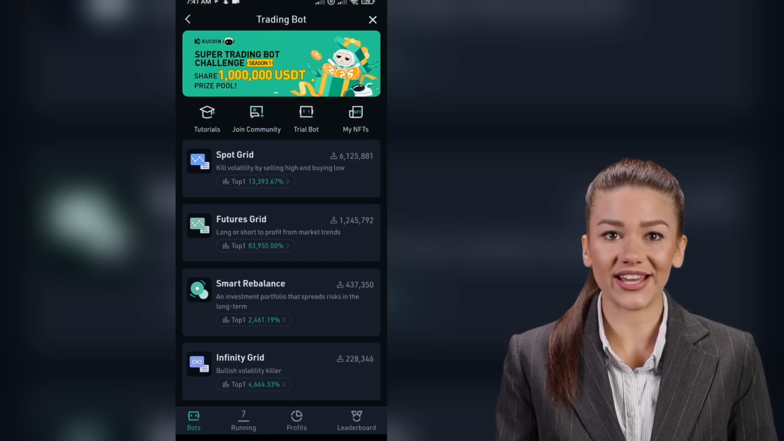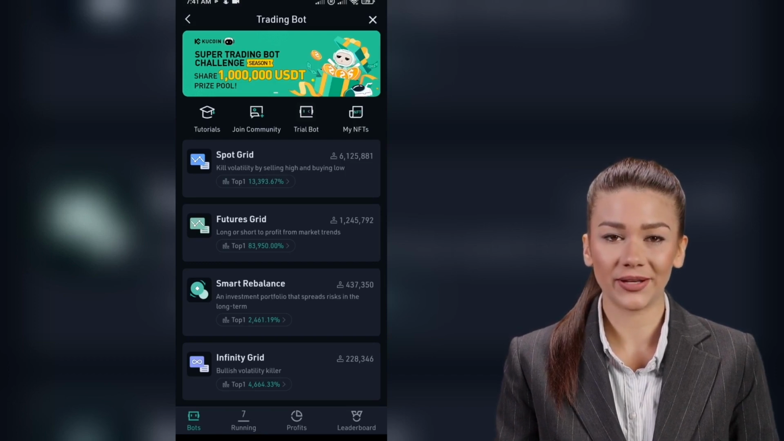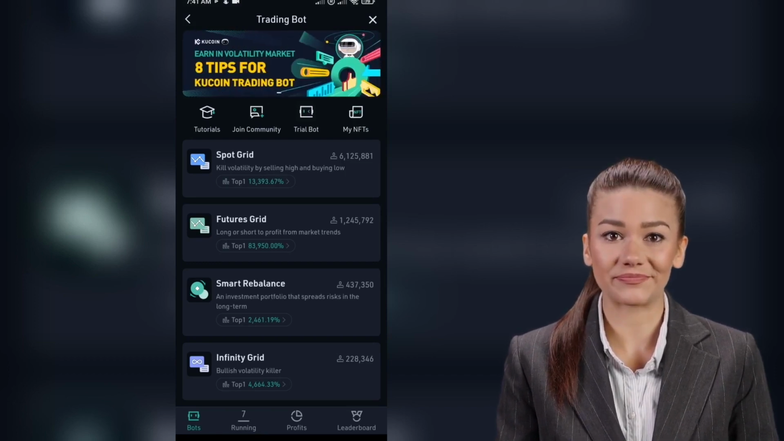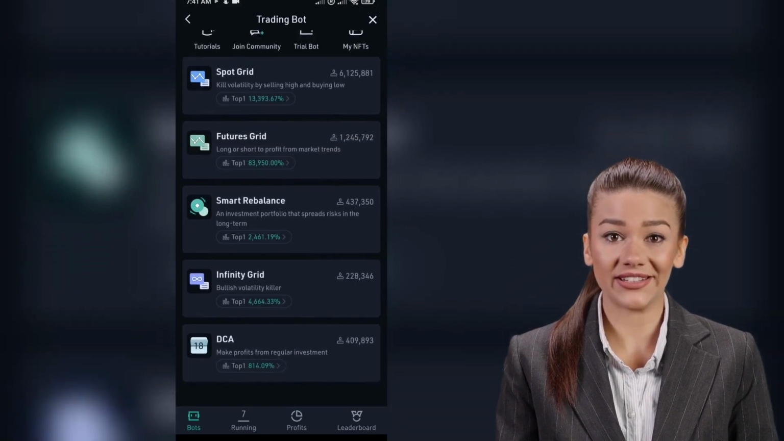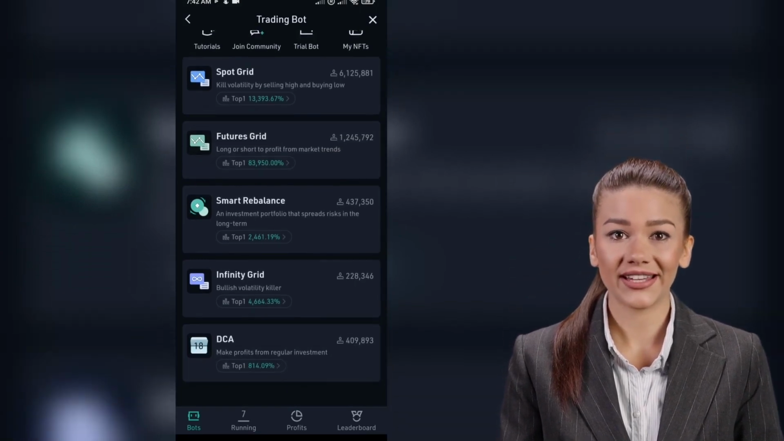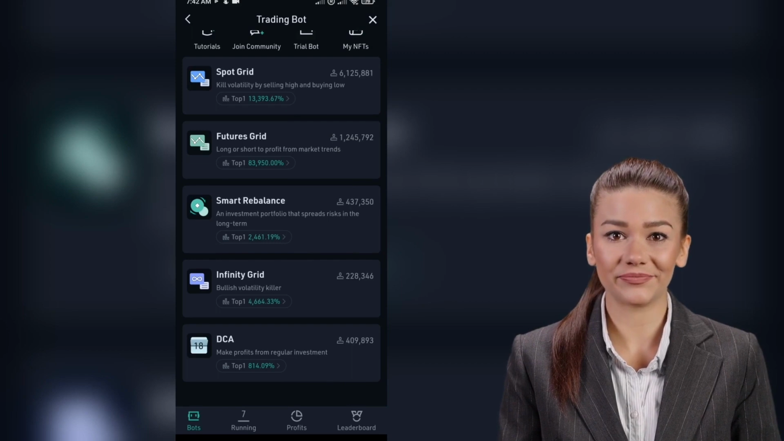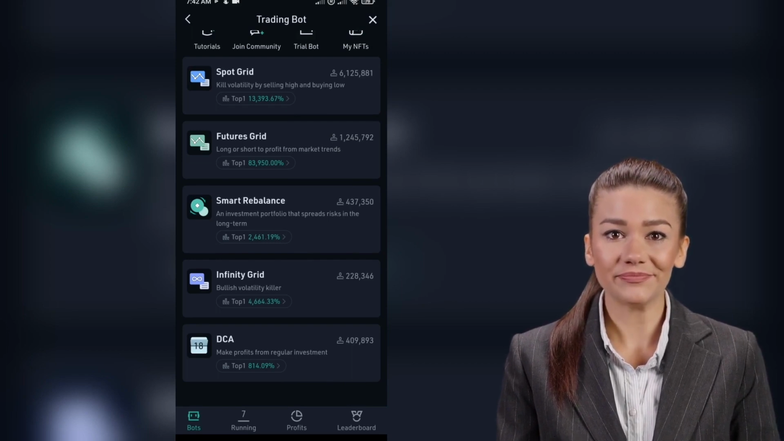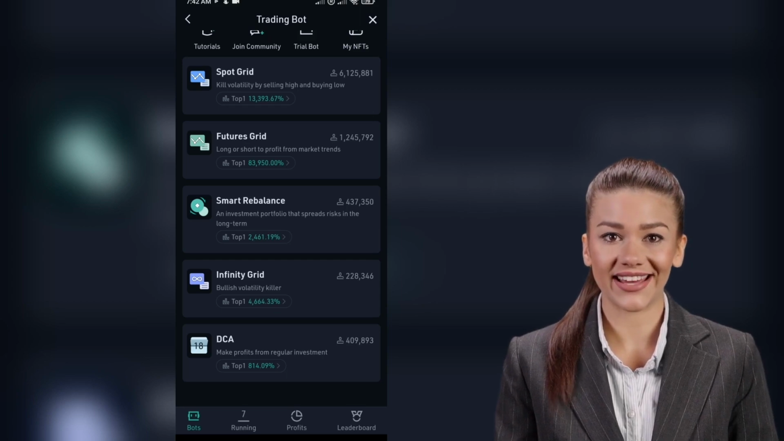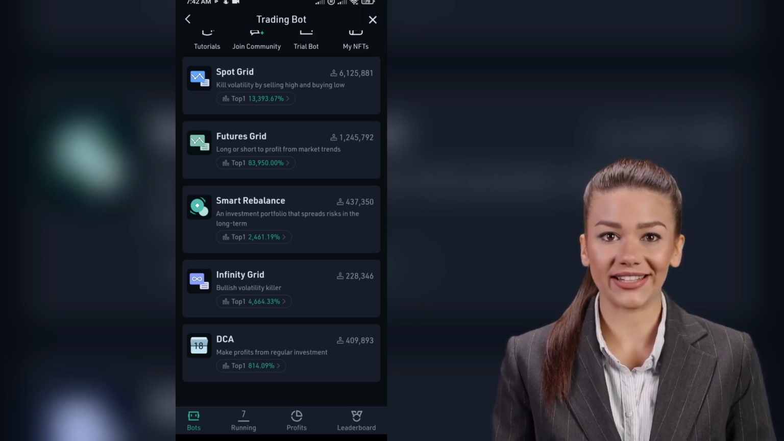Open the Trading Bots section, and you will see that you can choose from a list of 5 different bots: Spot Grid, Futures Grid, Smart Rebalance, Infinity Grid, and our friend, DCA. As I said, today we will talk about the DCA Trading Bot. Click on DCA Trading Bot, and then at the bottom of the screen click Create.